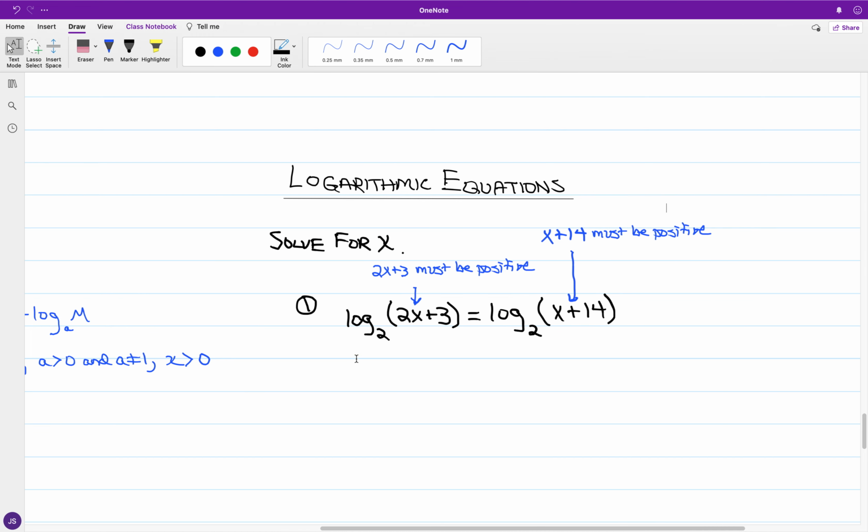Now we have single logarithmic terms in the same logarithmic base. This is kind of an inverse counterpart to having single terms in the same exponential base where the terms are raised to powers, so you can set the powers equal to each other. In this instance, we can just set the arguments equal to each other. So we have 2x plus 3 is equal to x plus 14.